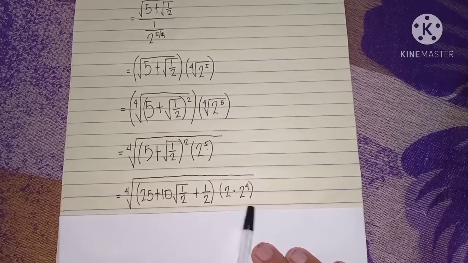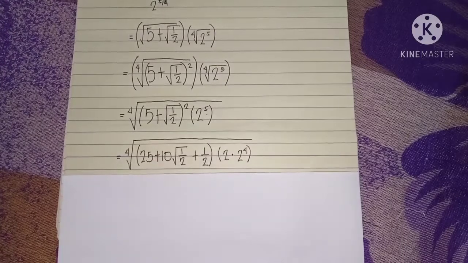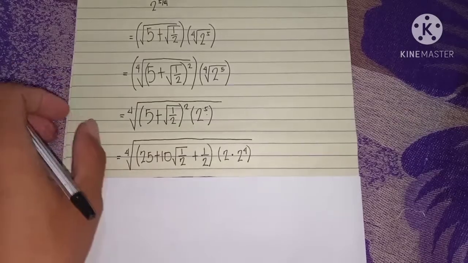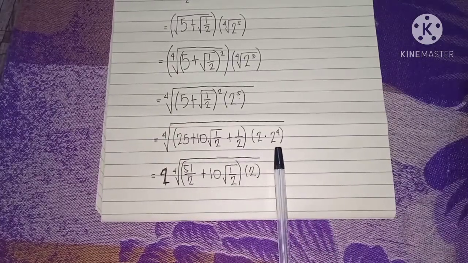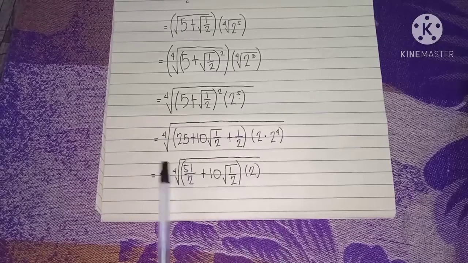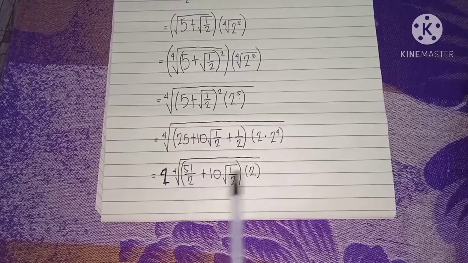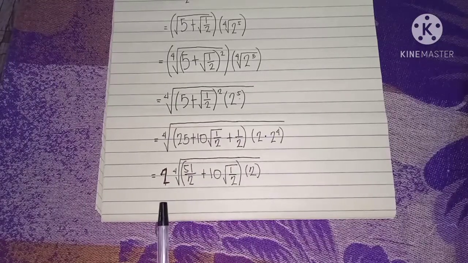Since we're trying to have the factors to reduce the expression, this 2 raised to the power of 4 can be reduced by the 4th root. So we can place this as 2 out of the radicals. And here is our new expression.